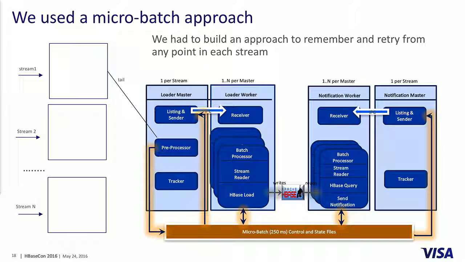And the reason a micro-batch system is good is that we have small little files. We had 250 millisecond files, and that data existed in that file until the data got loaded. And if there was a loading problem, we would retry those files until the data got loaded correctly.